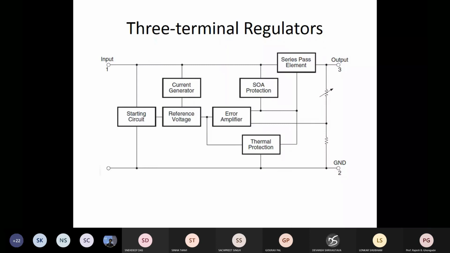Guys, hello. Yes, sir. So you have already learned about 3 terminal regulators, am I right? Hello? Hello? Yes, sir. You have. Okay, let us just quickly revise what are the blocks therein.